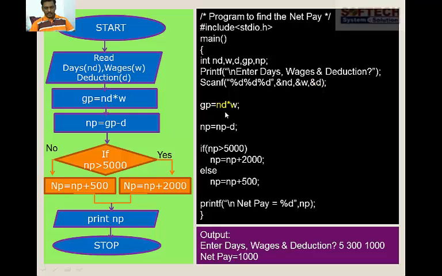Then we calculate GP, that is 5 into 300, 1500 is the gross pay. NP equals GP minus D. So what is the value of GP? The GP value is 1500. 1500 minus 1000 is only 500. If 500 greater than 5000, the condition is false. It skips the true portion and executes only the else portion. It executes the else portion, NP equals NP plus 500. What is the value of NP? NP is 500 plus 500, 1000. It displays 1000.